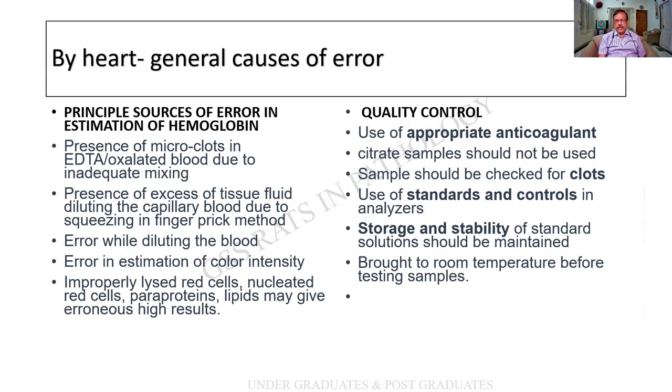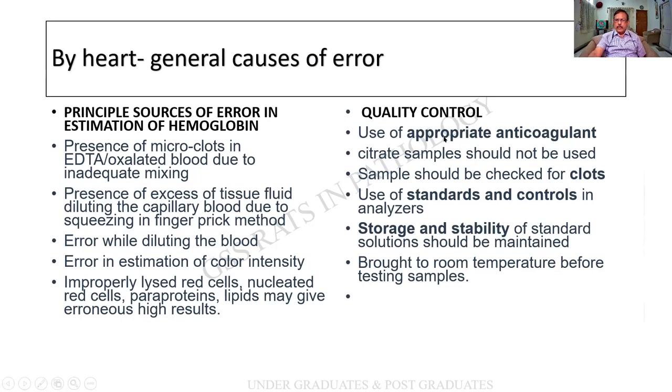What are the general causes for error? This we had mentioned earlier also. Sometimes there can be microclots, small clots, which can even block the machine, such as the Sysmex. Excess of the diluting fluid or excess of blood, error in dilution, not waiting for the proper time. There can be an error in estimating the color intensity, and all of this can lead to abnormal values. Further, there can be other substances such as paraproteins that can interfere and give a wrong value.